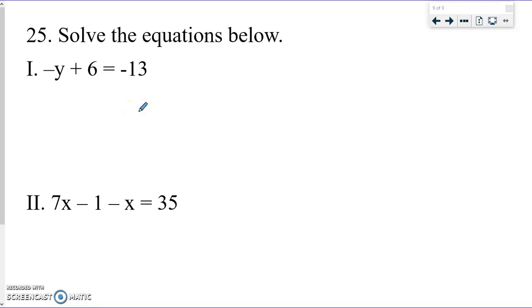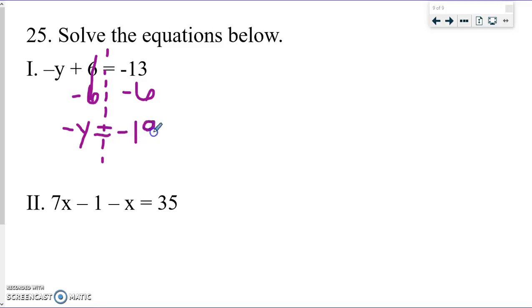Now some people got the first one right. Some of them got it close to being right, but didn't finish it all the way. So most of you knew that you need to subtract 6 from both sides because we did the inverse operation. So you subtract 6 from both sides. And if you need to, draw that dotted line down through the equal sign, so you know what the two sides of the equal sign mean. So you make sure you're doing everything on both sides. So that makes the 6's cancel, and you get negative y equals negative 19.